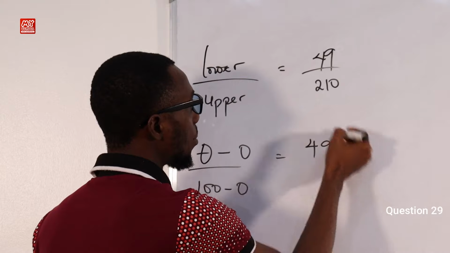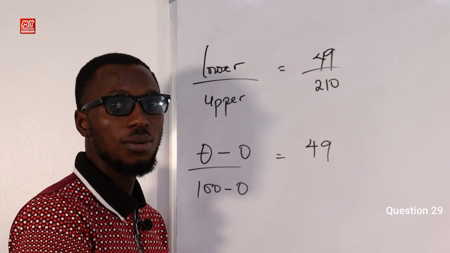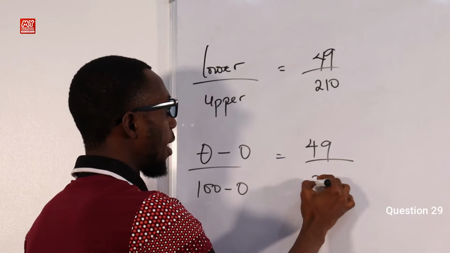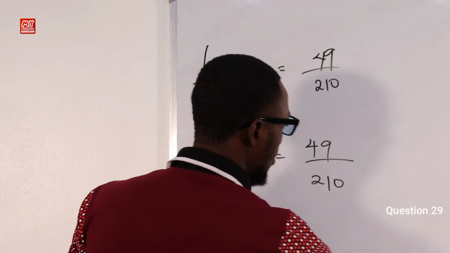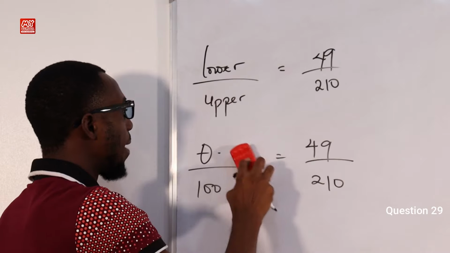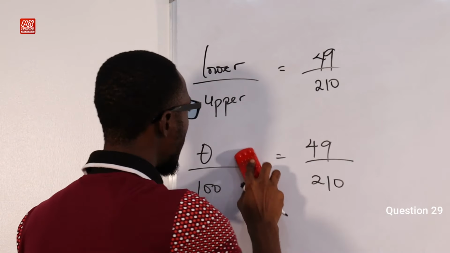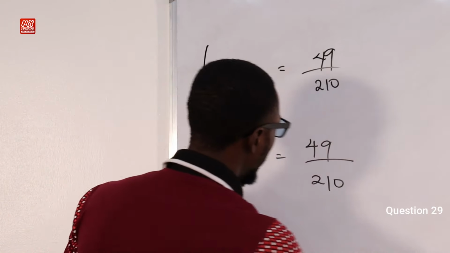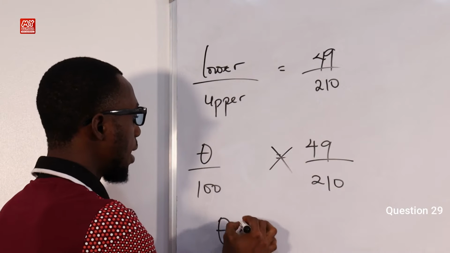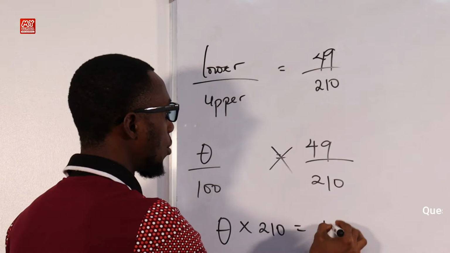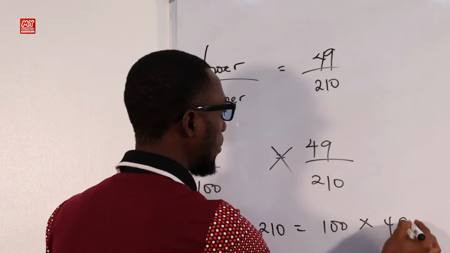This is also minus 0, still gives you the same thing. 210 minus 0 gives you 210. Theta minus 0 is still theta. 100 minus 0 is still 100. So let's save time and walk through these steps as fast as we can. We cross multiply, so we have theta times 210 equals 100 times 49.